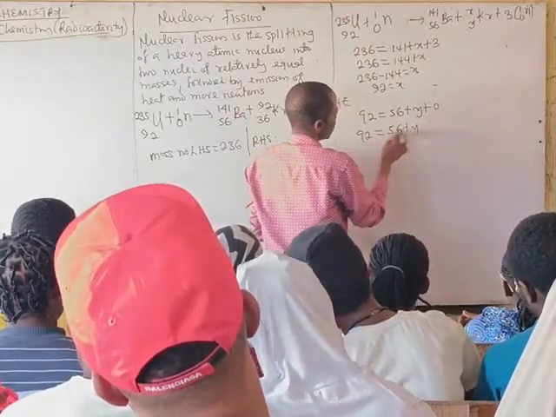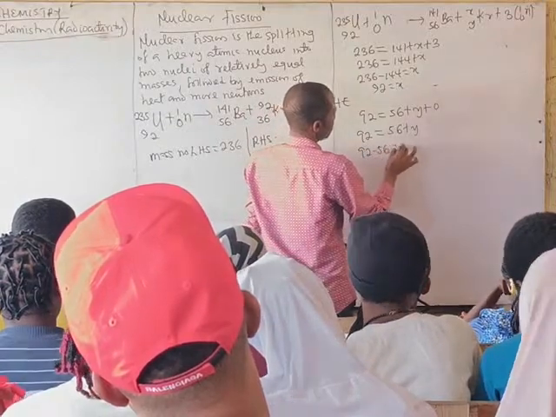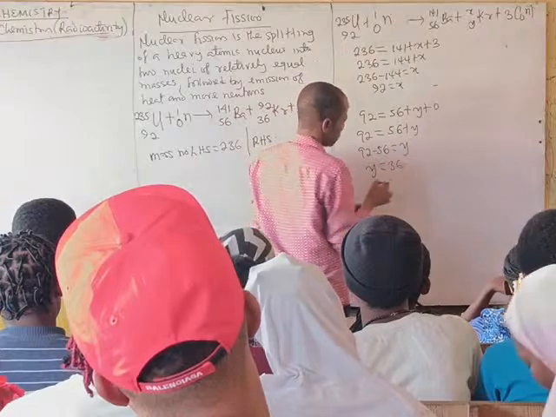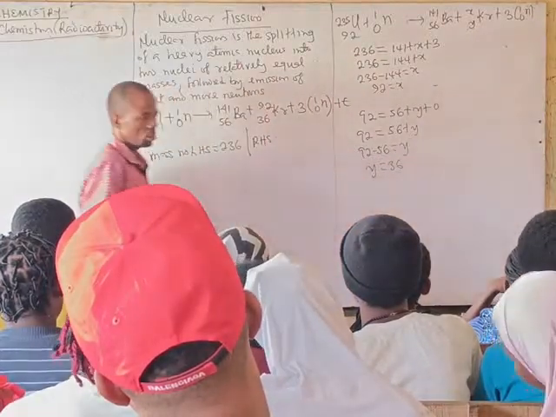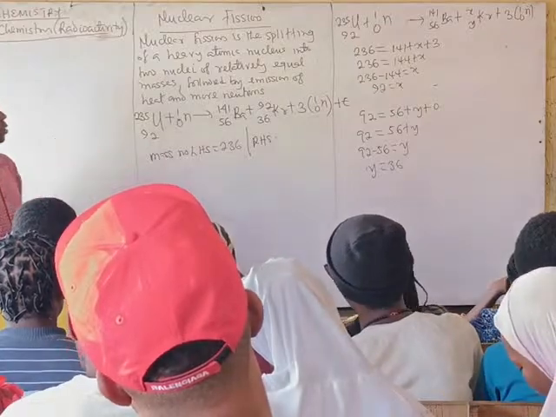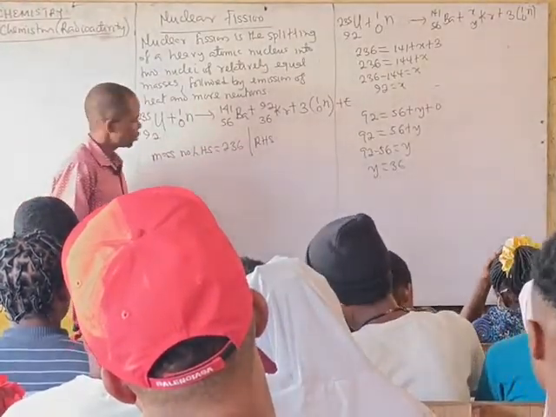That's plus Y. And if you bring 56 here, it becomes negative. 92 minus 56 is equal to Y. So which means Y is equal to 36. So that is some of the questions you can actually come across. You should know how to balance your nuclear equations like this. So let's put this down.